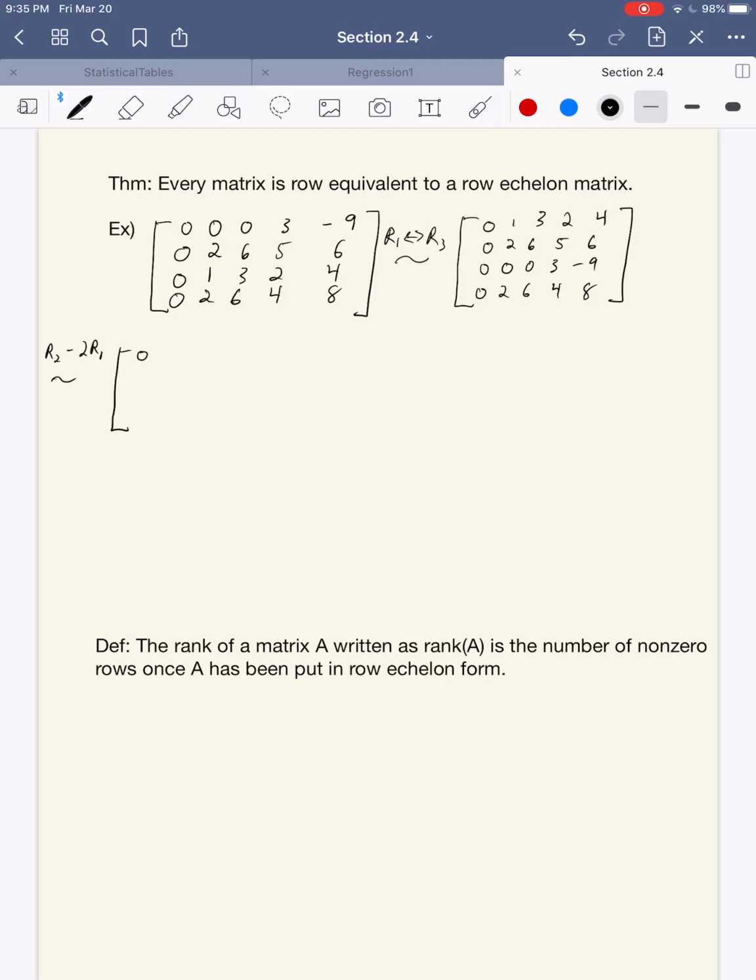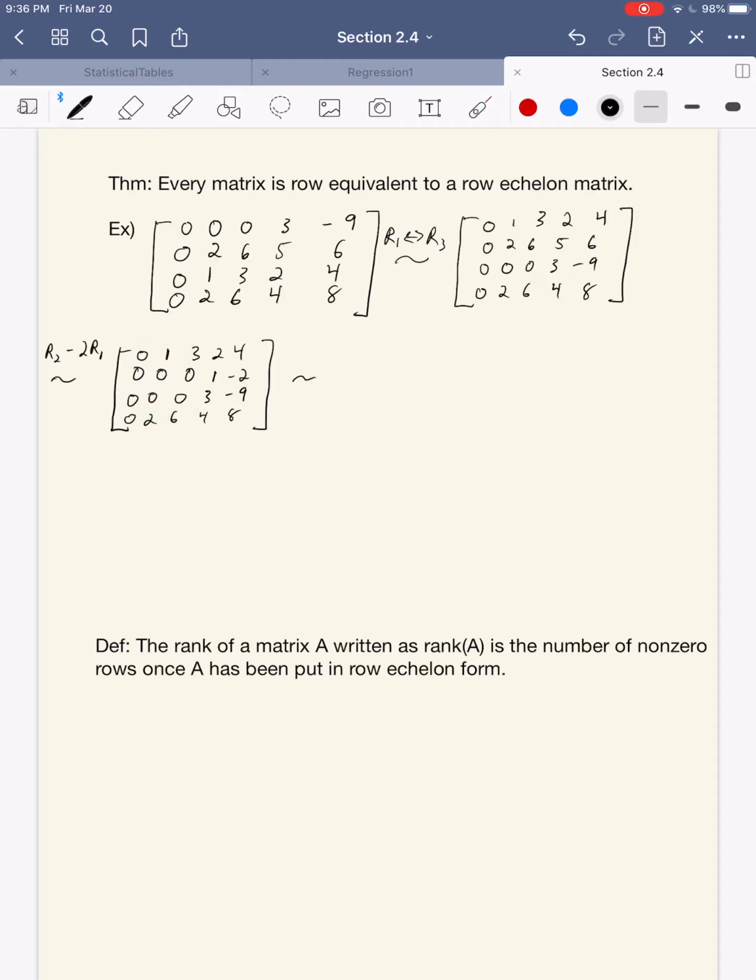Well, that won't affect the first row, 1, 0, or 0, 1, 3, 2, 4. When we take 2 times that and remove it from the other one, we're going to get 0. And then, of course, 0. And then 6 minus 2 times 3 is also going to be 0. 5 minus 2 times 2 is going to be 1. 6 minus 2 times 4 is going to be negative 2. And then we have 0, 0, 0, 3, negative 9, and 0, 2, 6, 4, 8. Okay, that looks a little bit better. We still have an issue down here because there's our leading 1, and unfortunately there's something that's non-zero below it.